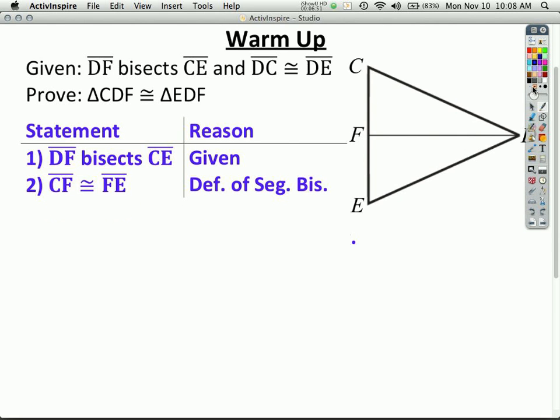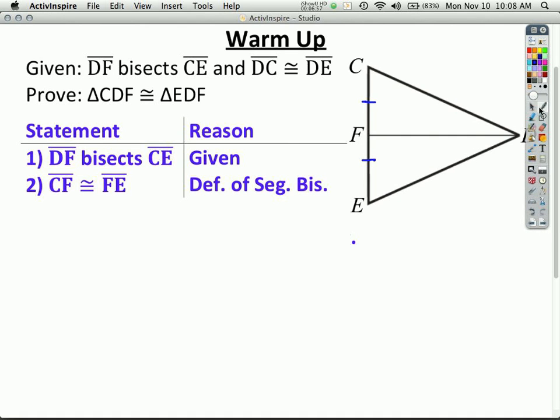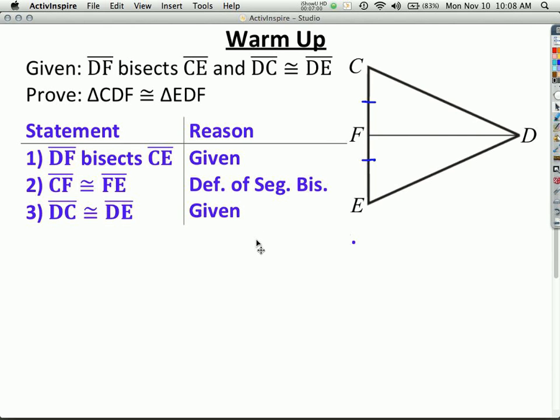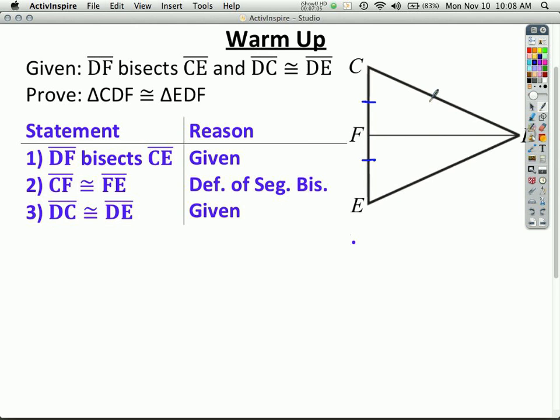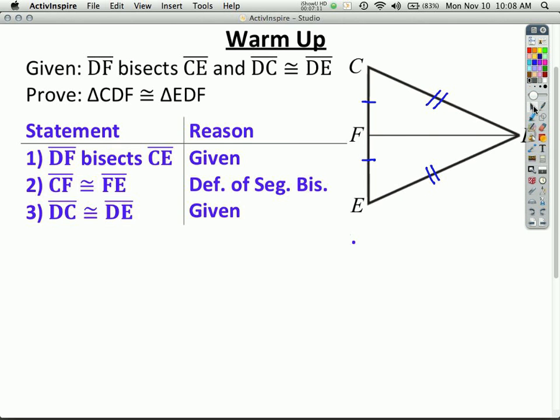So that's my first piece of evidence. I just showed that this is congruent to this. So one piece of evidence done. So then I kept going. DC is congruent to DE. That is also given. So this is congruent to this. Second piece of evidence, done. Someone tell me, how do we prove the third piece of evidence?